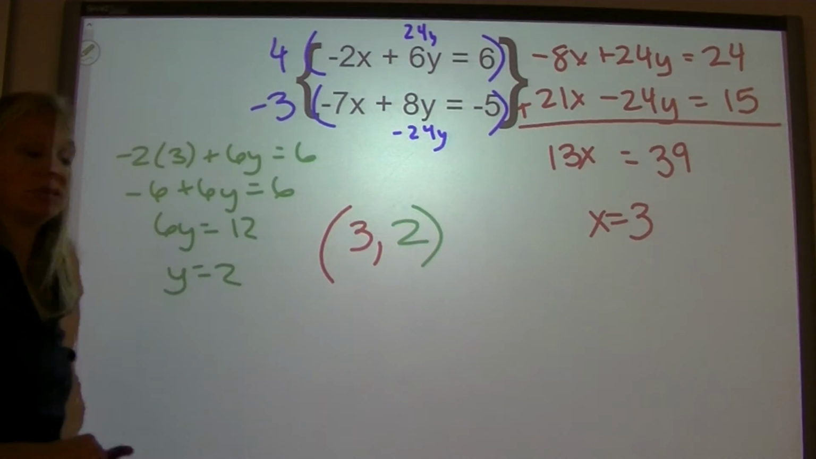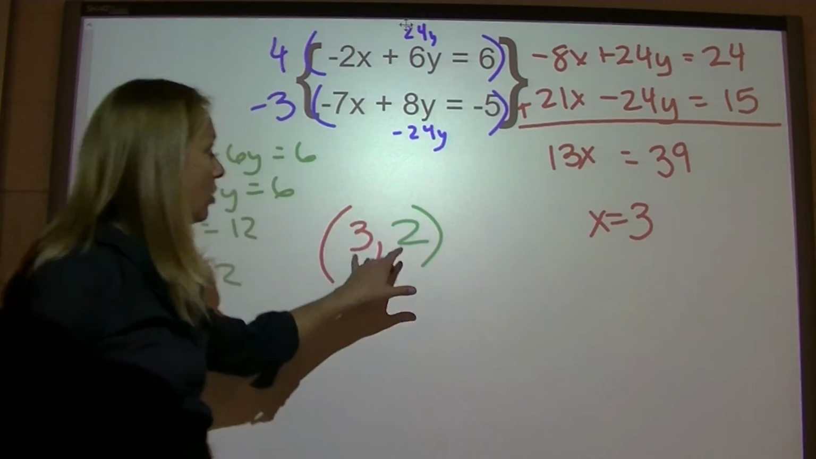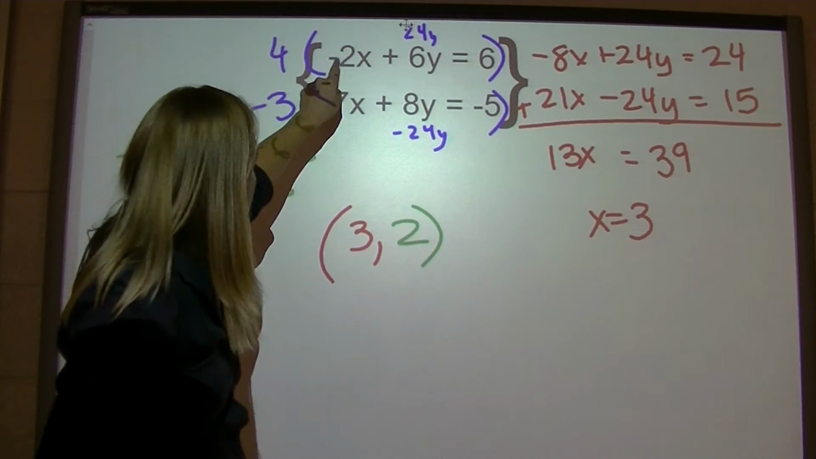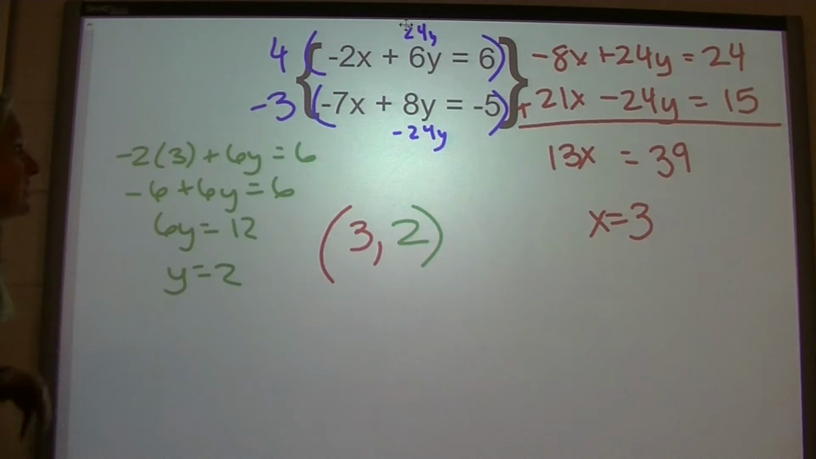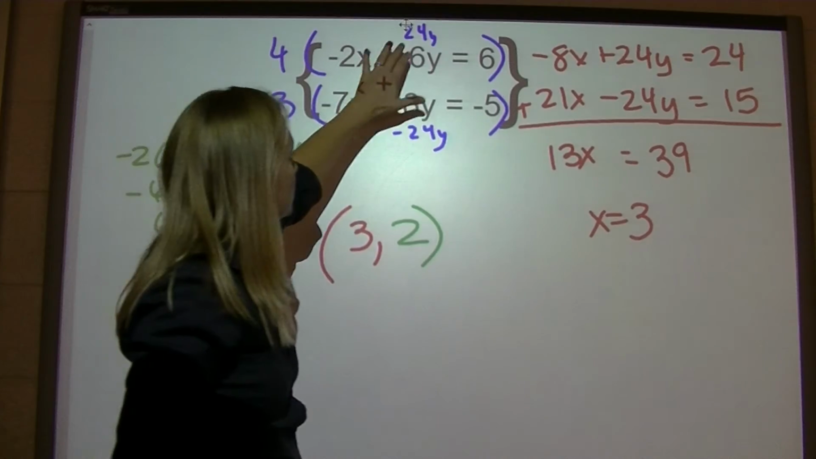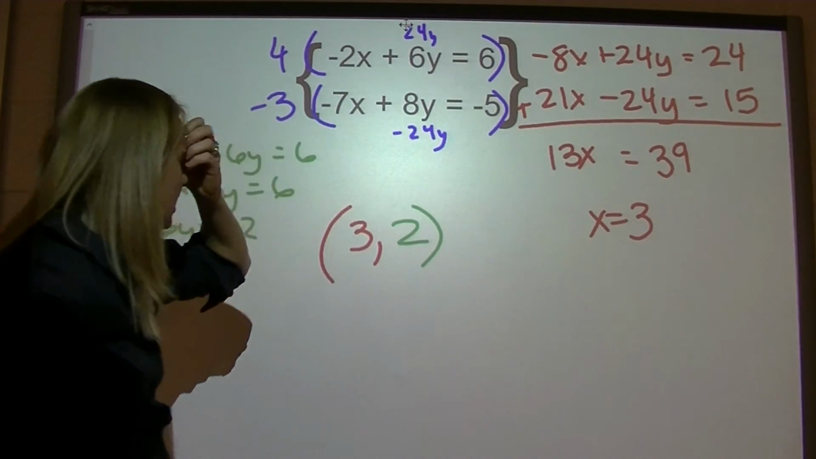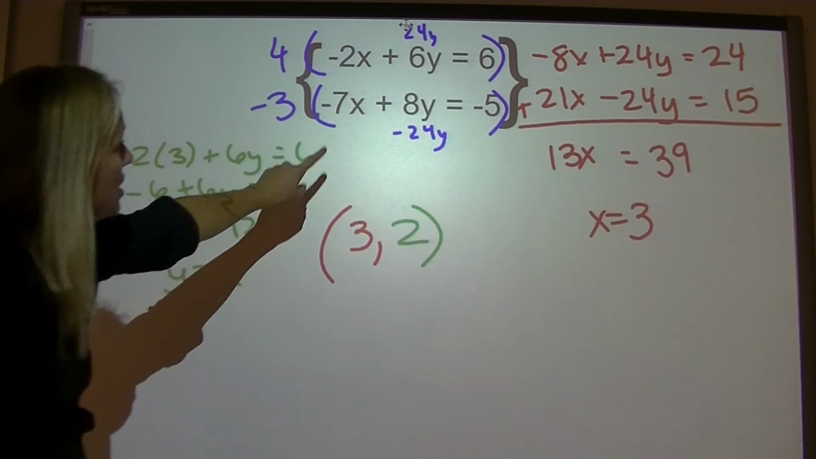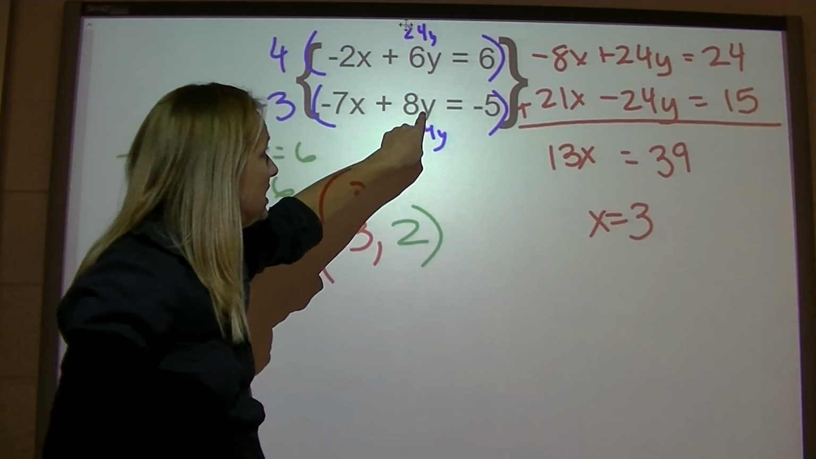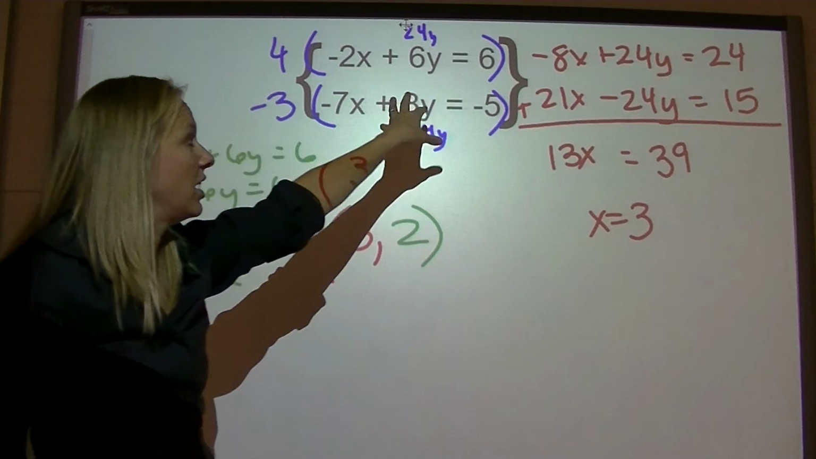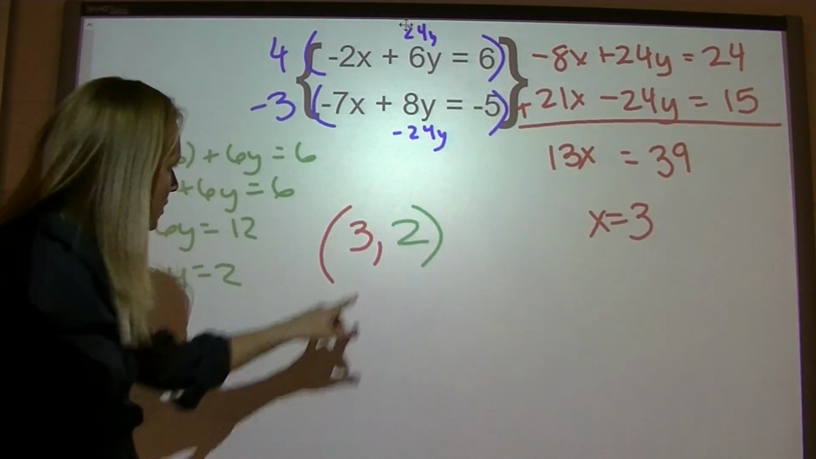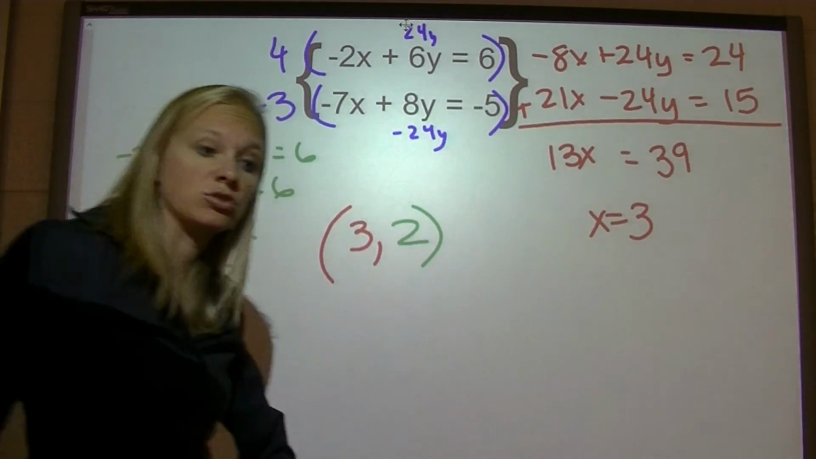So our solution is 3, 2. And again, by all means, we can check. Negative 2 times 3 is negative 6. Negative 6 plus 12 is positive 6. 6 equals 6. It checks out. Negative 7 times 3 is negative 21. Negative 21 plus 16 is negative 5. Negative 5 equals negative 5. That checks out as well. So our solution for this system is 3, 2.